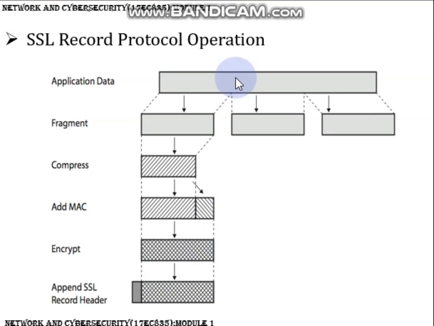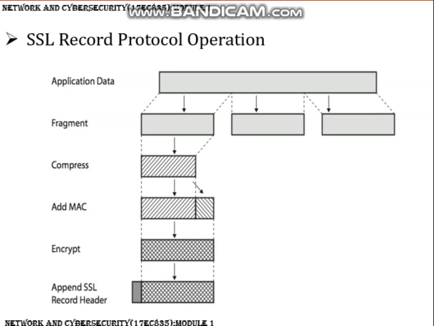The record protocol. The record protocol takes an application message to be transmitted, fragments the data into manageable blocks, optionally compresses the data, applies MAC, that is message authentication code, encrypts, adds header, and transmits the resulting unit in a TCP segment. Received data are decrypted, verified, decompressed, and reassembled before being delivered to higher level users.